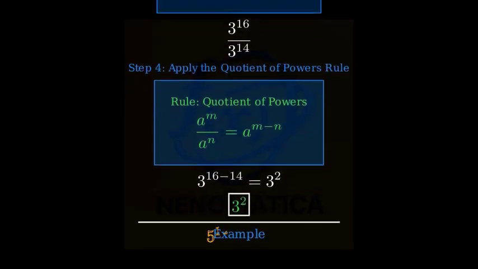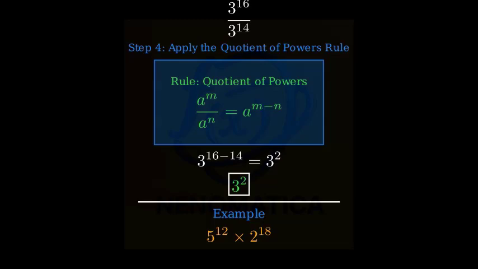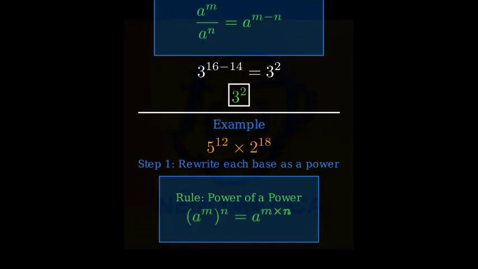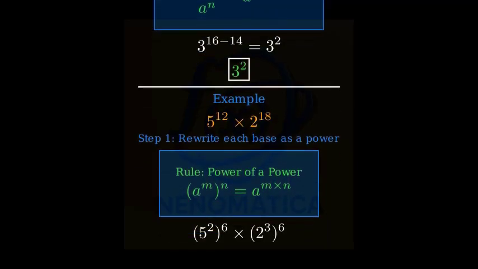This time we need to simplify 5 to the 12th power times 2 to the 18th power as a single power. For this problem, we need a slightly different approach. We can't express the numbers as powers of the same base easily, so instead we'll rewrite the expression to get the same exponents for both terms. We can rewrite 5 to the 12th as 5 squared to the 6th power, since 5 squared is 25, and 6 times 2 equals 12. Similarly, we can rewrite 2 to the 18th as 2 cubed to the 6th power, since 2 cubed is 8, and 6 times 3 equals 18.